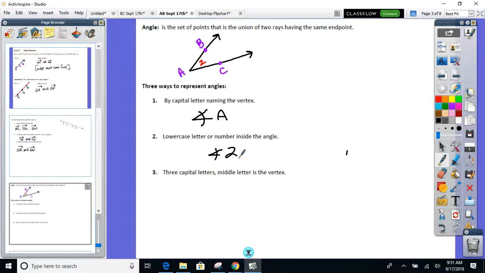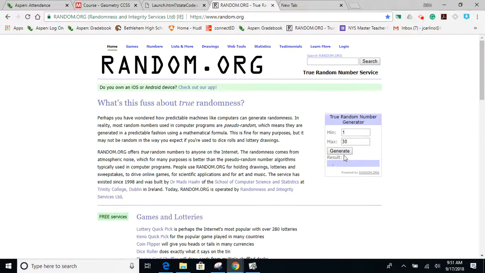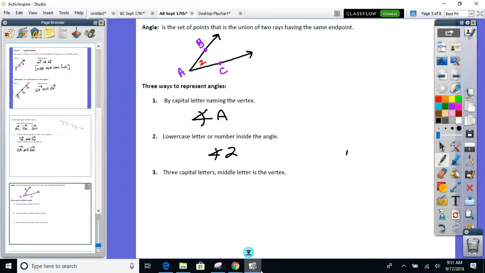The final way is the one most commonly we're going to do in here. And that's naming it by 3 letters where the vertex is in the middle. Vertex has to be in the middle. So name a third way. Got it. Or you could go CAB, just as long as A, the vertex, is in the middle. That is the most common way, everybody, we are going to name an angle. And here's 3 letters. Here's why.